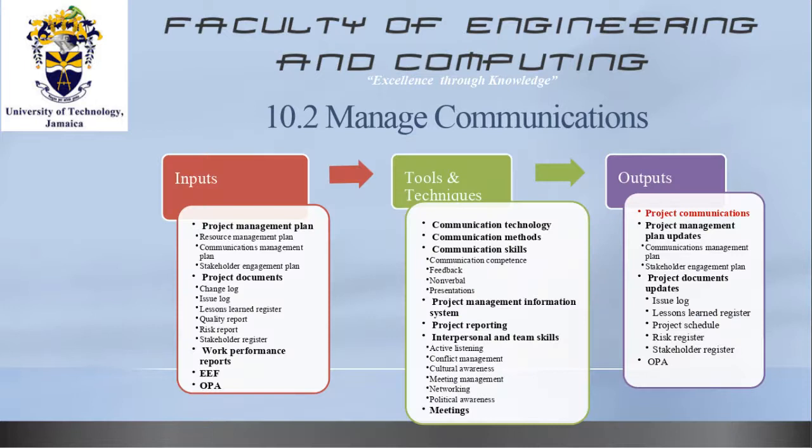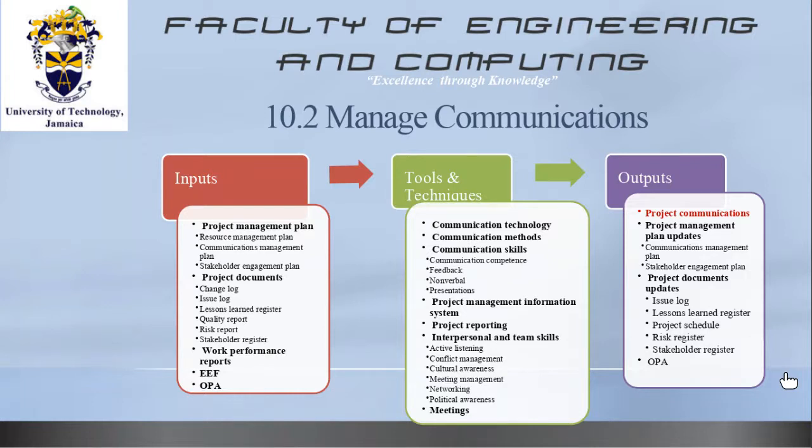To look at your inputs, your tools and techniques, and your outputs. So obviously you need a project management plan with its attendant documents as your input, and you're going to use whatever communication skills you have, and that comes in different forms, by way of your own communication competencies, your non-verbal communication attributes, presentation skills. You're going to use various communication methods based on the stakeholder requirements. You're going to use various forms of communication technology. And obviously, you must have some amount of interpersonal team skills to be able to demonstrate active listening, to be able to manage conflict, to show cultural awareness, etc.